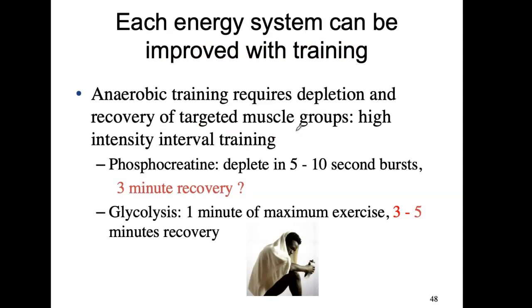That's all I'm going to say about that. I just want you to have a big picture idea of these different forms of manufacturing ATP. Questions always come up about training, and I really am not an expert on this at all. But if you think about how each energy system can be improved with training, you have to force it, deplete it, and then repeat. Anaerobic training requires the depletion and recovery, I'm reading now, of targeted muscle groups.